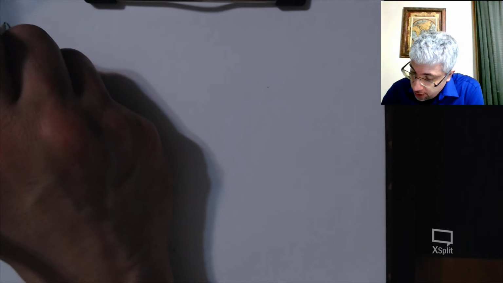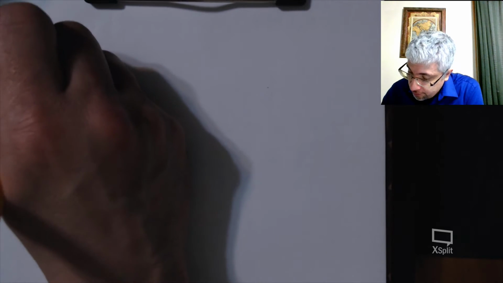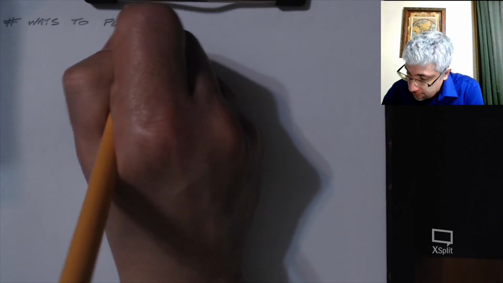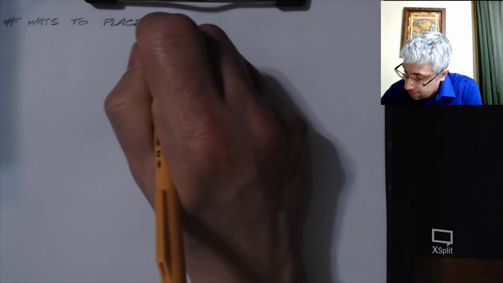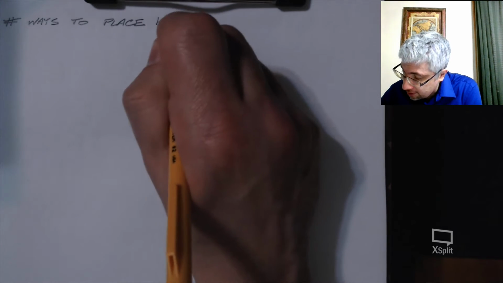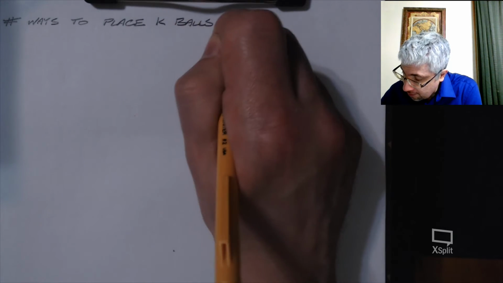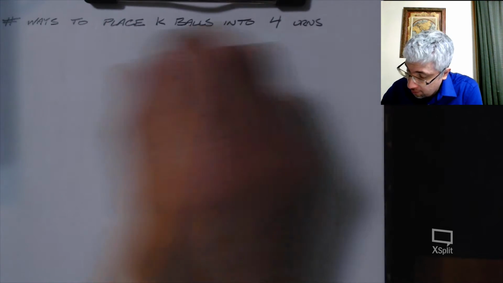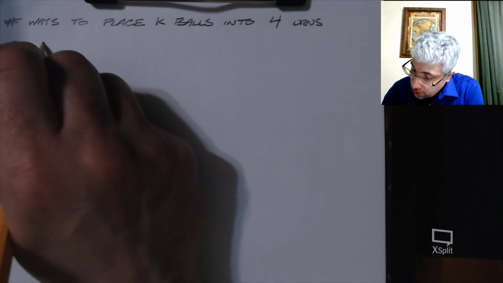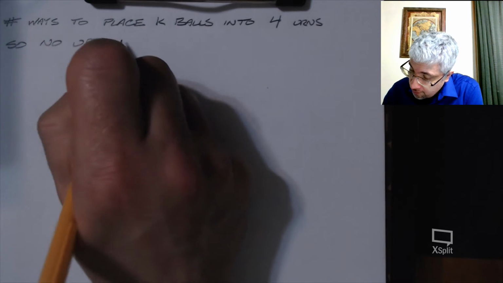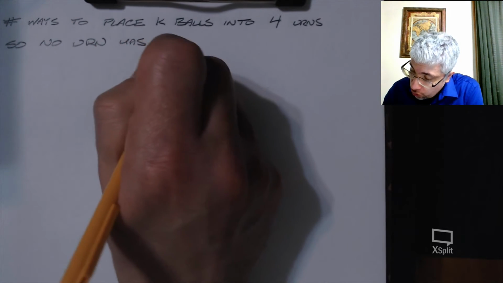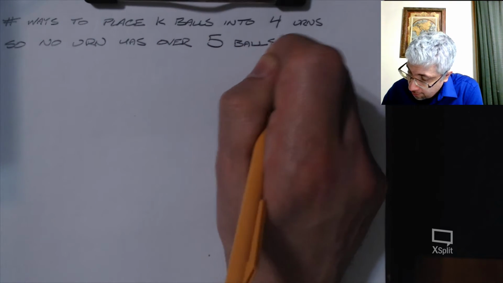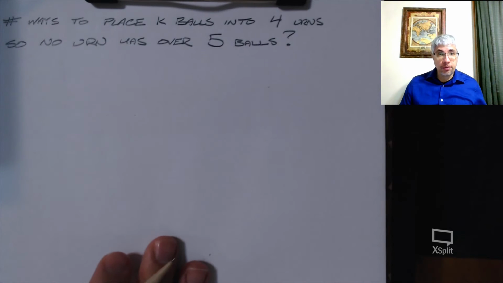So let's say we want to know the number of ways to place K balls into 4 urns, so no urn has over 5 balls. Okay, so that's what we want to count.